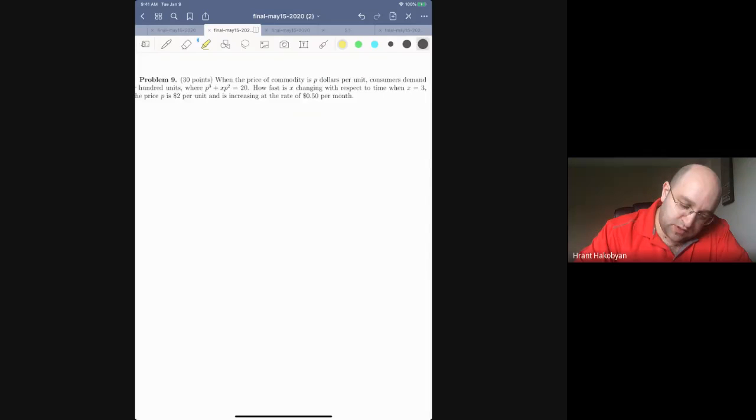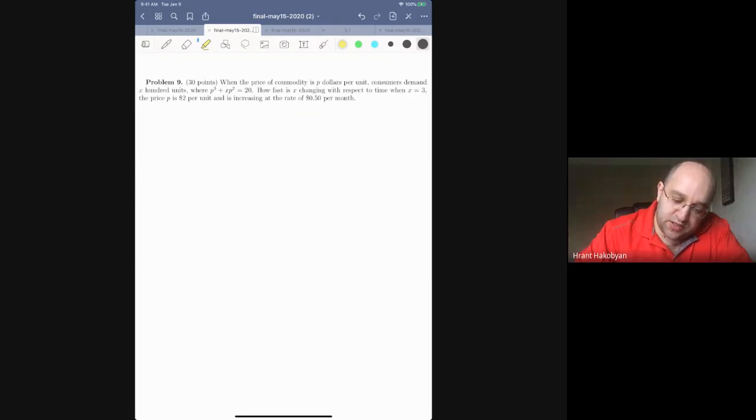Okay, so let's read the problem. When the price of a commodity is P dollars per unit, consumers demand X hundred units, where price and demand are related by this equation. So I'm going to write that equation again. There is a relationship between the price and demand, and it's given by this equation. So the question is, how fast is X changing with respect to time when X is equal to 3?